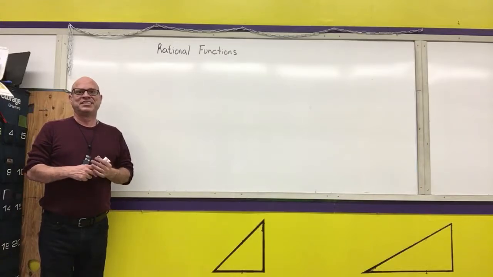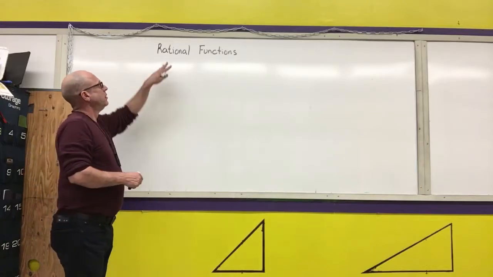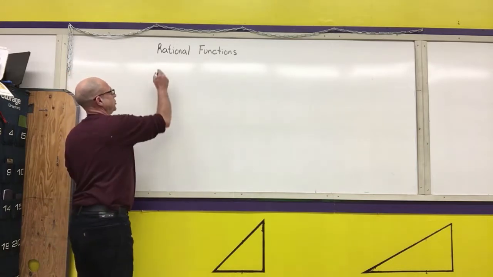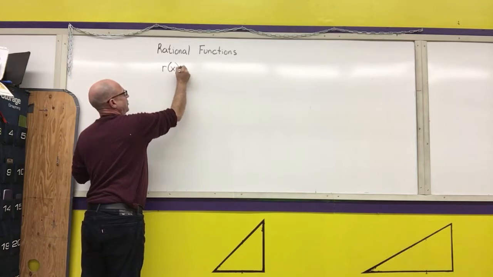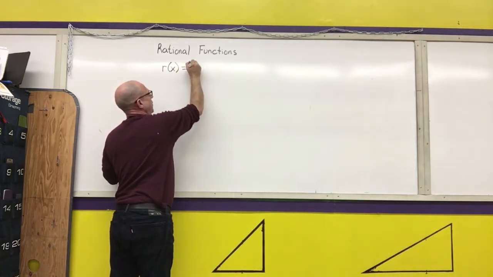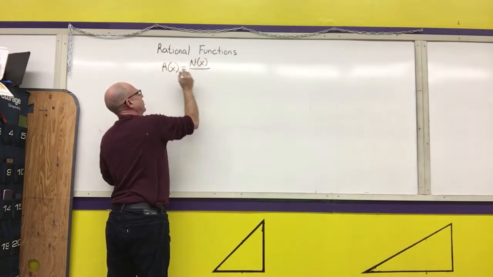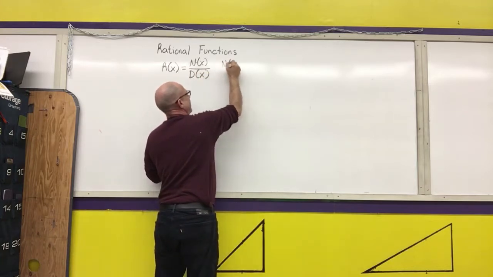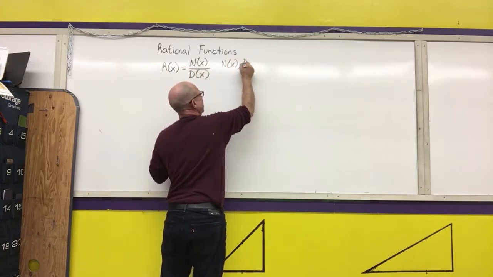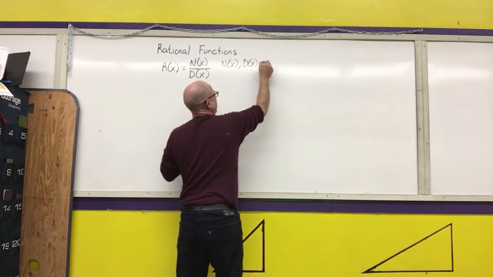Chapter 4, we start discussing rational functions. The definition of a rational function, which I'm going to call R of x, is any function that I can write in the form N of x over D of x, where these two functions, N and D, are polynomial functions.